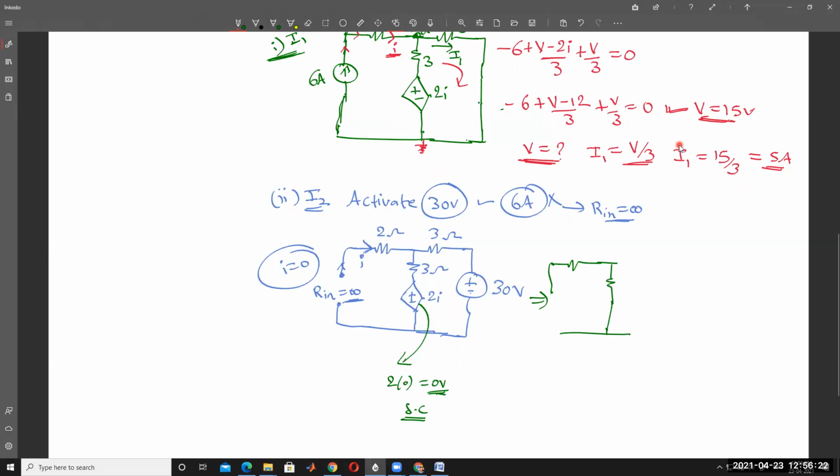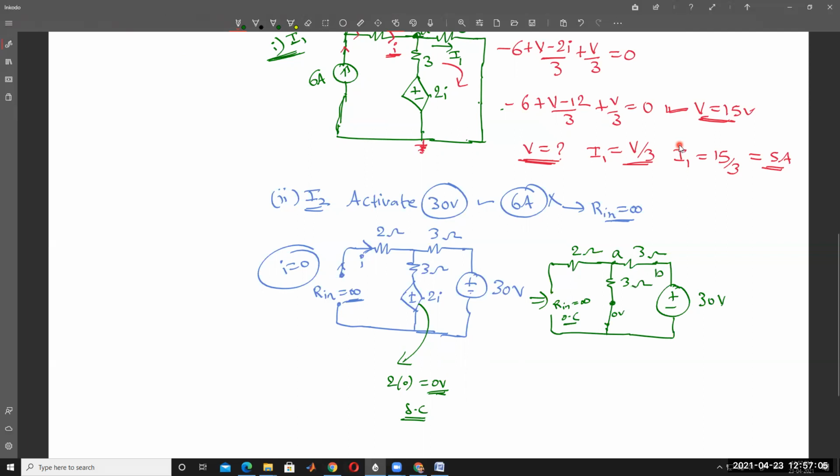So it is just open circuited, with the 2 ohm resistor, a 3 ohm resistor and another 3 ohm resistor, and I have 30 volts like this. This is the current, and this is the voltage of the short circuit. That's why here 0 volts, short circuit. Here infinity, that's why open circuit. Okay.